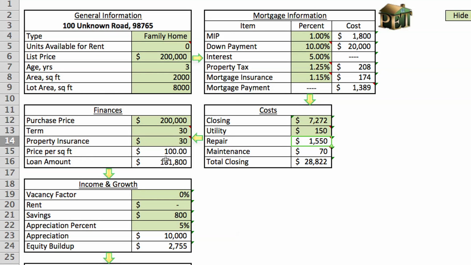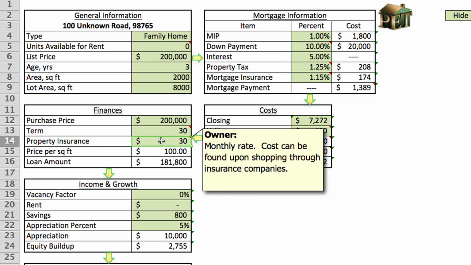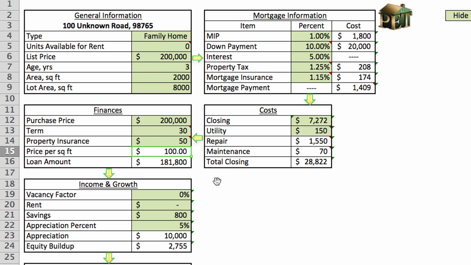Now moving over to the finances, we have here again $200,000 for the purchase price. That's different than the list price because that's what the seller is trying to get rid of it for. But let's just say we're trying to buy it at the same price that the property is listed at. Here's the 30-year term. Property insurance, I have here $30. That might actually be a little on the low side. Let me just go ahead and change that to $50 a month for property insurance, to be a little bit more pessimistic and maybe more realistic. $100 for the price per square foot, and the loan amount comes out to about $181,800.